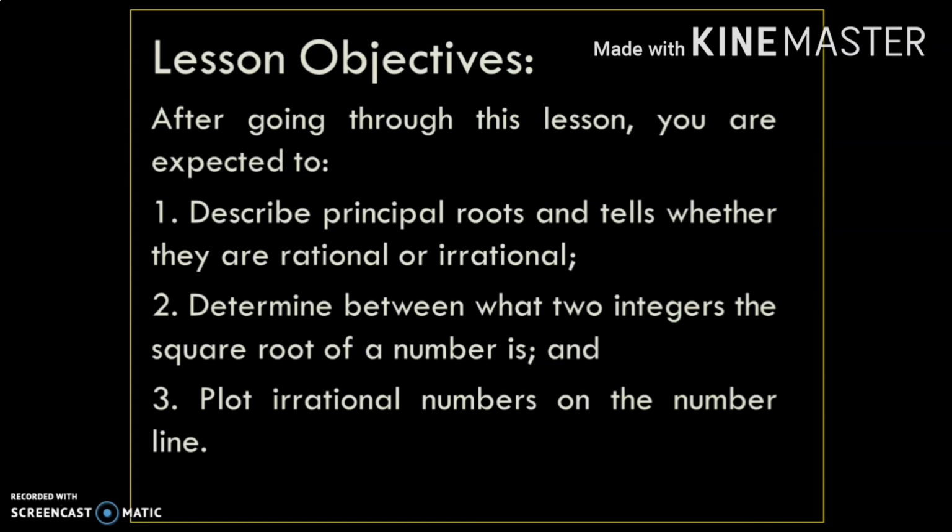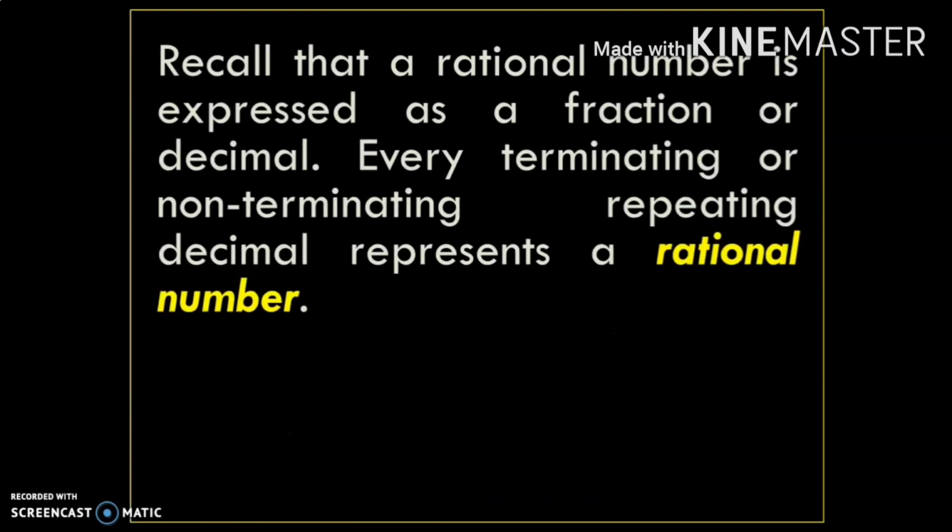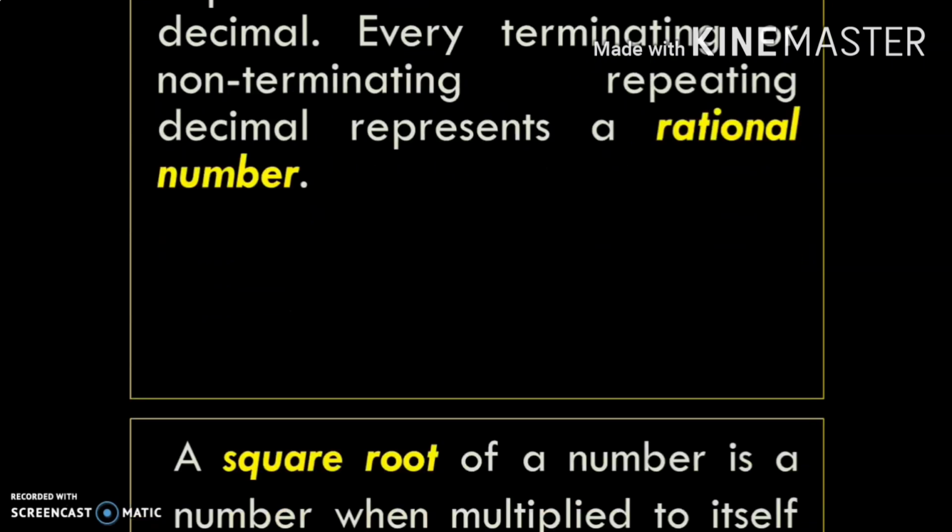So, ang ipa-plot natin sa number line is yung mga irrational kasi madali naman mag-plot ng mga rational numbers on the number line. Okay, so for today, recall that a rational number is expressed as a fraction or decimal. So, di ba yung ating rational number, pwede daw siyang ilagay in terms of A over B o yung parang quotient of A and B. So, lahat ng terminating or non-terminating repeating decimal ay masasabi natin as rational number.